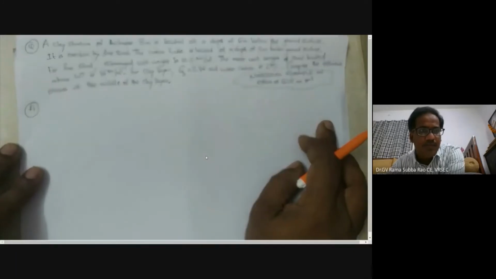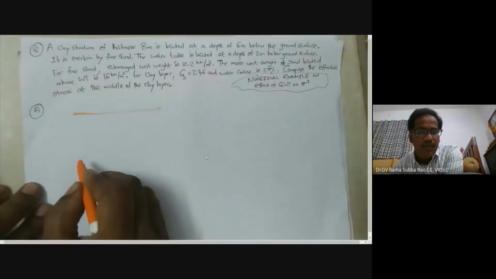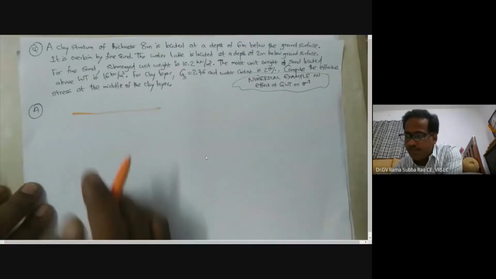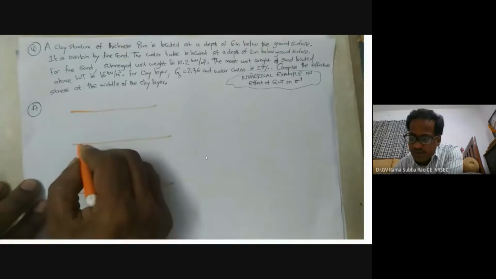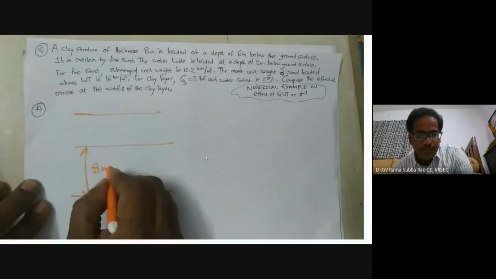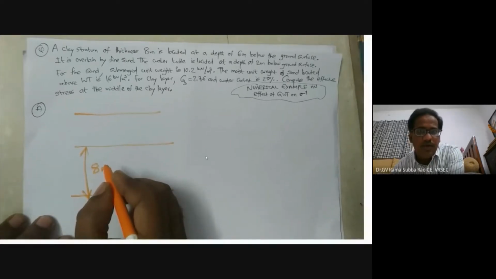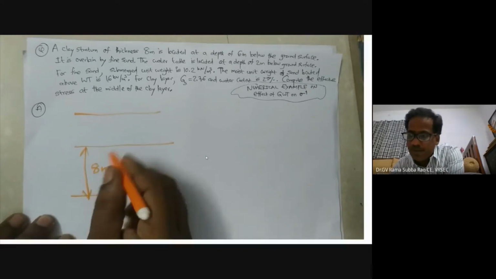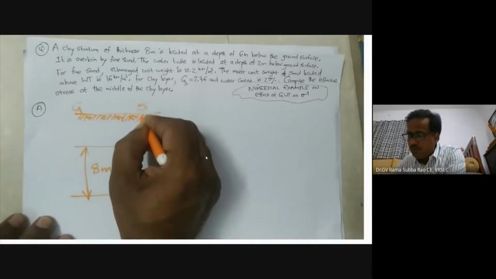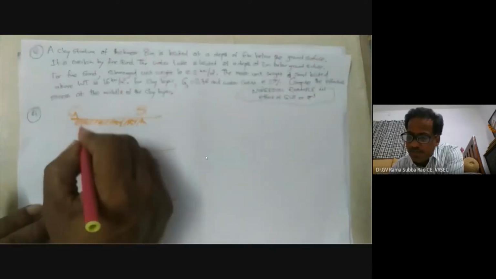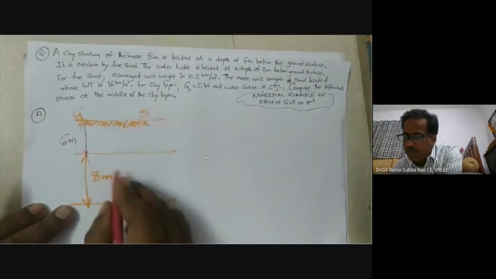Let us start this example now. So a clay stratum, here you see we have a clay stratum, 8-meter thickness. We have a clay layer here. Its thickness is 8 meters, and very important, it is located at a depth of 6 meters from ground surface. If you see the ground surface here, one can understand this is located at a depth of 6 meters. So from ground surface, this is the clay layer.